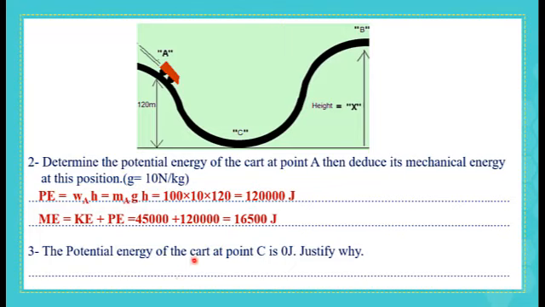The potential energy of the cart at point C is 0 joule. Justify why. Since point C is the reference of the gravitational potential energy. In other words, the gravitational potential energy is equal to mass multiplied by gravity multiplied by height. At point C, height is equal to 0. So the gravitational potential energy is equal to 0.